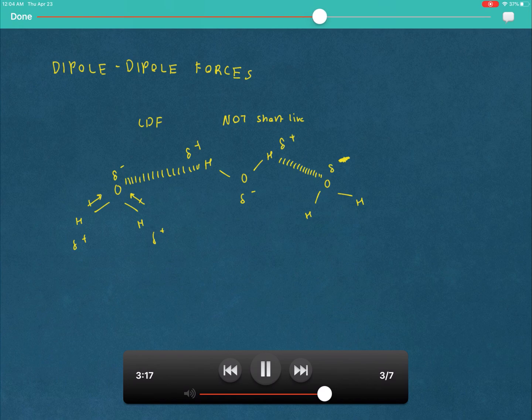And this is stronger than a London dispersion force, even though it's very similar, because they have greater strength and they have greater permanence. They're not so random and short-lived the way London dispersion forces are.